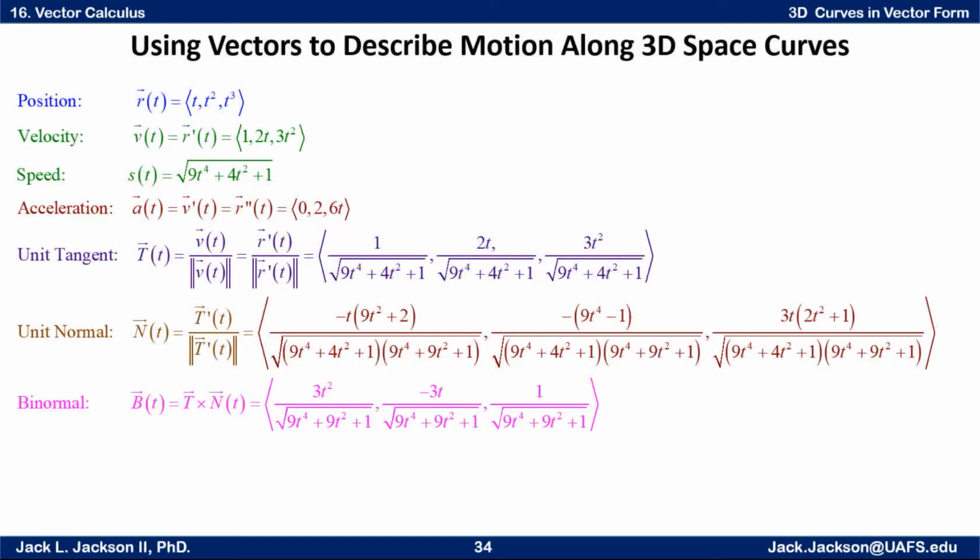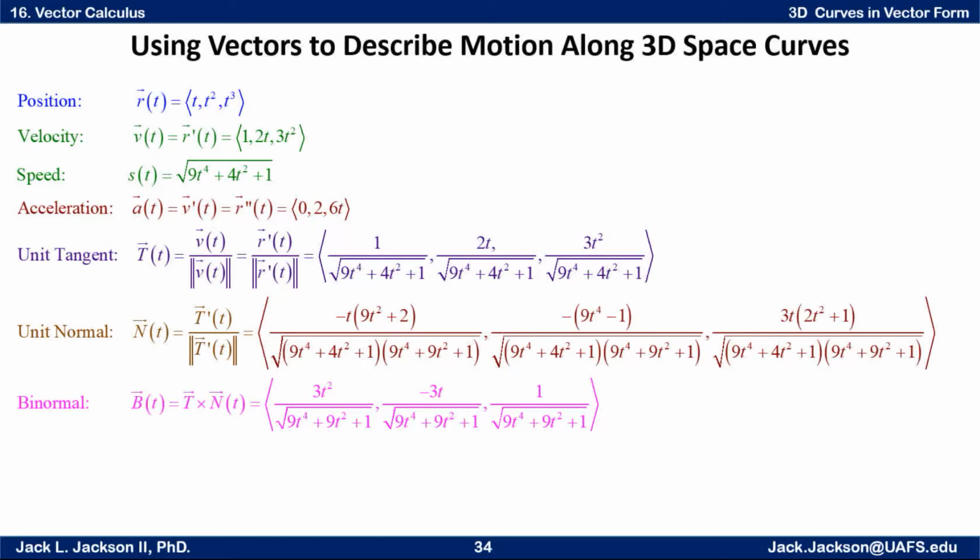And the binormal vector is T cross N, and that turns out to be actually the square root of this other factor, the square root of 9t to the fourth plus 9t squared plus 1, as the denominator there in all three parts, the numerators being 3t squared for the x component, negative 3t for the y component, and 1 for the z component. All right. There are some nastier or longer calculations for this last part.